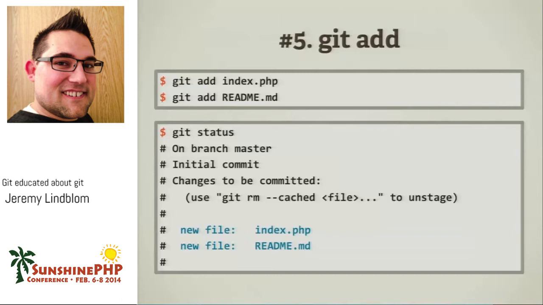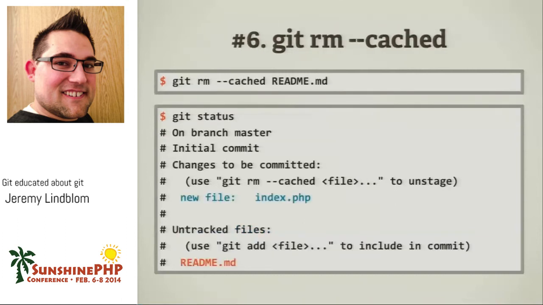So let's talk about that. Let's say I put the index and the README in my staging area, but I don't want to commit the README yet because I didn't really put anything in there. It's not ready. So I can type git rm --cached README. If I do git status again, it now shows index.php as being staged, it's green, and then README as untracked. So if I were to commit this right now, only the index.php would be a part of the commit. The README would not, because it's not staged.